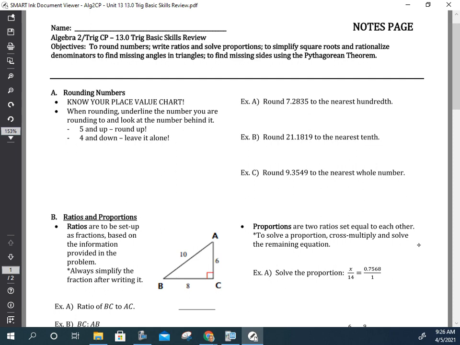One of those first concepts that you need is the idea of how to round. So you need to know how to round. Rounding is essentially knowing place value. So when you round, remember it's 5 and up, you round up. 4 and down means you leave it alone. Those are the two primary rules for rounding.